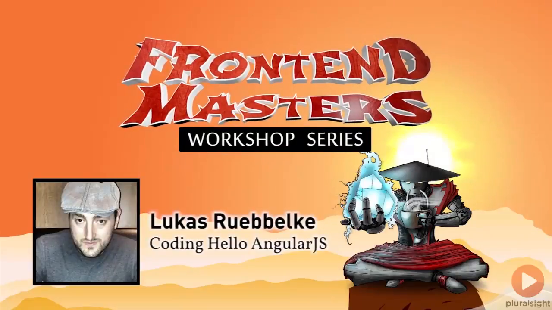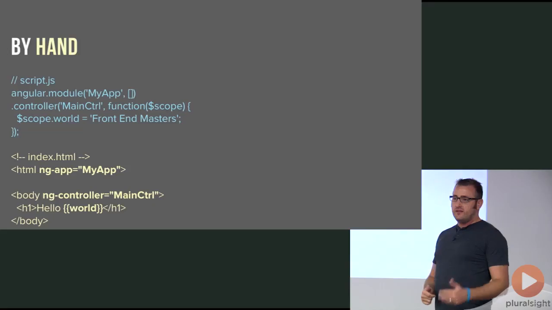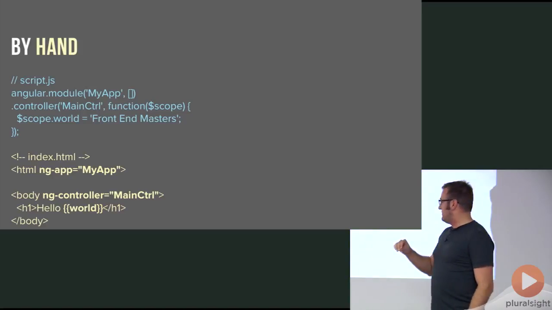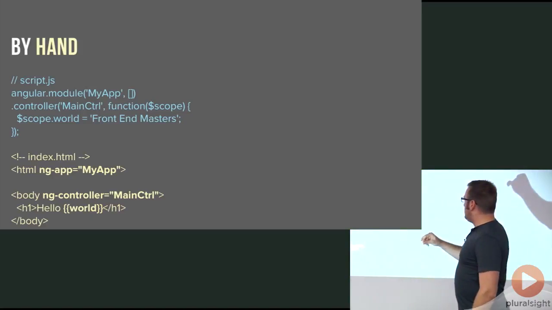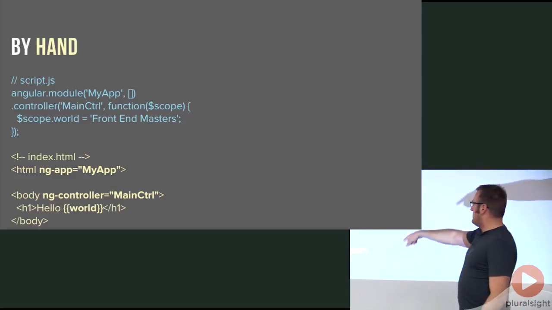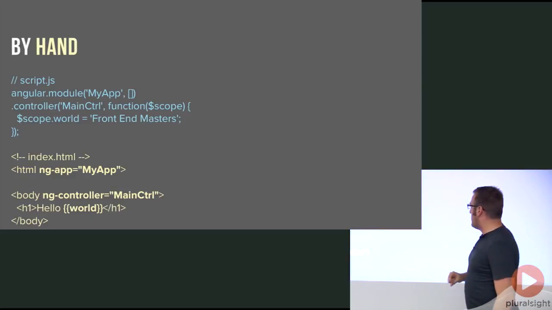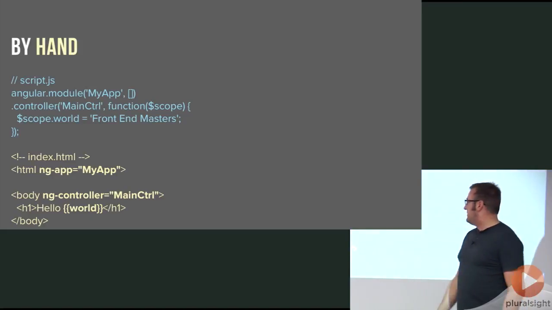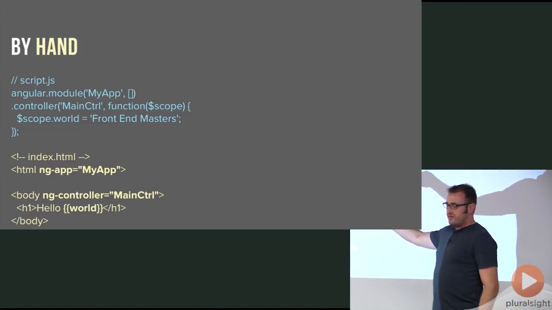I'm going to show you a hello world. We're going to do it by hand. There's kind of three main components that you need to do this. One is, after including the Angular file, you declare your module and your controller. In this case, it'll be main controller. And you set a property on scope.